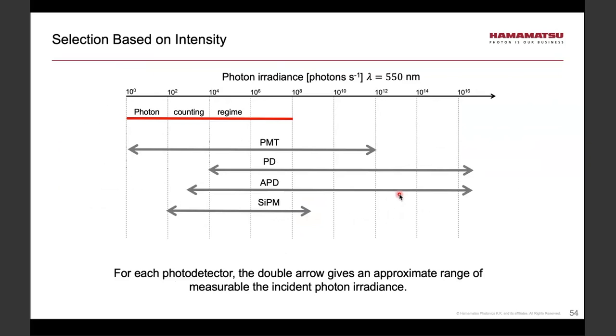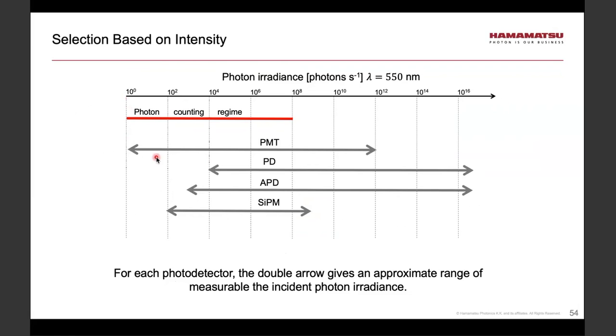So if I were to compare the four photodetectors from the point of view of intensity, I could make this rough plot that you see on this slide. If I am at the very, very low light level, PMT is the best choice. And by low light level, I mean singular photons striking the active area per second.